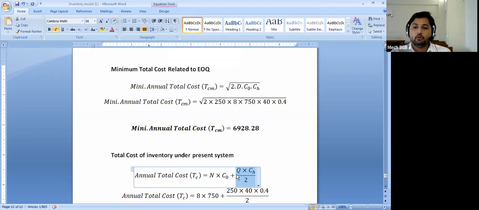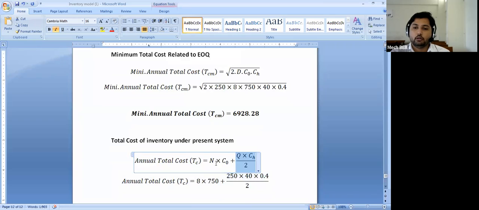Average inventory multiplied by inventory carrying cost per unit time. That is nothing but CH. So our formula becomes Q multiplied by CH divided by 2. So annual total cost will become N multiplied by C naught plus Q multiplied by CH divided by 2.